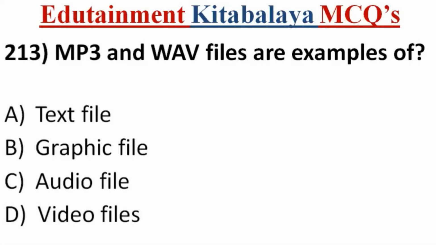Question number 213, MP3 and WAV files are examples of? A. Text file. B. Graphic file. C. Audio file. D. Video files. Correct answer is C. Audio file.